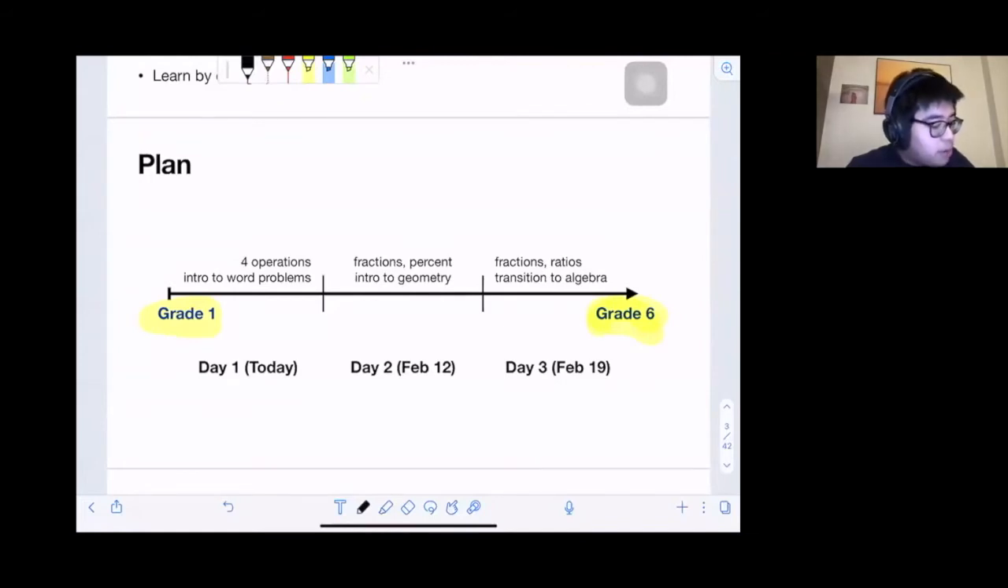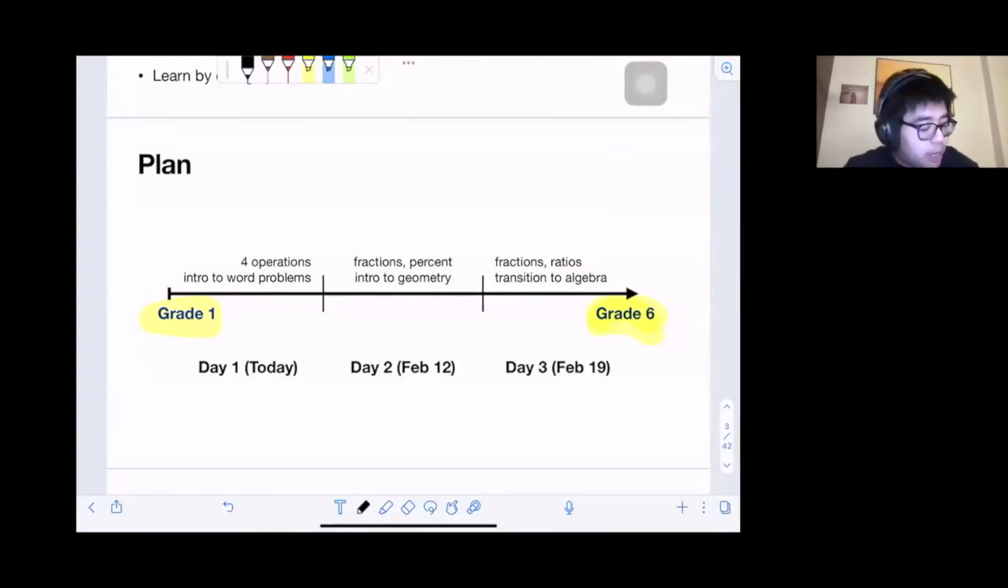Paano ba yung learning in the Singapore model approach and how it builds on each other. So today, which is day 1, we'll do yung 4 operations: add, subtract, multiply, divide, tsaka konting intro to word problems. No? And we'll see na yung understanding natin ng 4 operations, napaka-importante because this helps us later on sa pag-isip ng fractions, ng percent, pati na rin yung geometry.